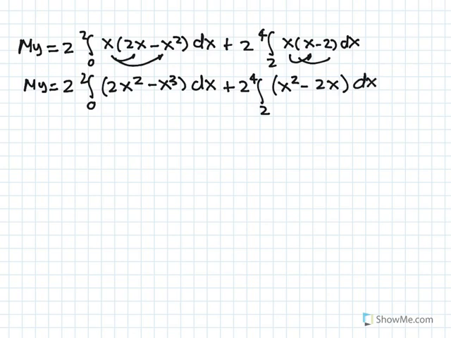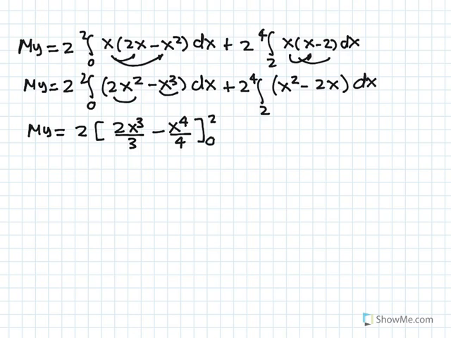Now let's reverse the power rule and integrate these two integrals. Moment with respect to the y-axis is 2 times integral of 2x squared is 2x cubed divided by 3 minus integrate x cubed, and we get x to the 4th divided by 4. Evaluate from 0 to 2. Applying fundamental theorem of calculus. Plus 2 times integrate x squared, we get x cubed over 3, reverse the power rule. Integral of 2x is simply 2x squared divided by 2, reversing the power rule again, and we just get x squared because the 2's cancel out. Evaluate from 2 to 4.